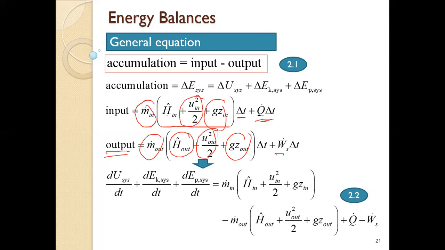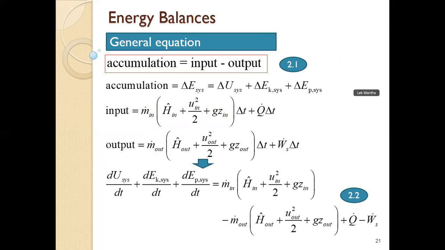Okay. Then you substitute all of this into the general equation. After applying the definition of the limit, you get the derivative equation: dU/dt, dEk/dt, dEp/dt equal to m multiplied by the enthalpy, kinetic energy, and potential energy of the inlet, minus the same terms for the outlet.